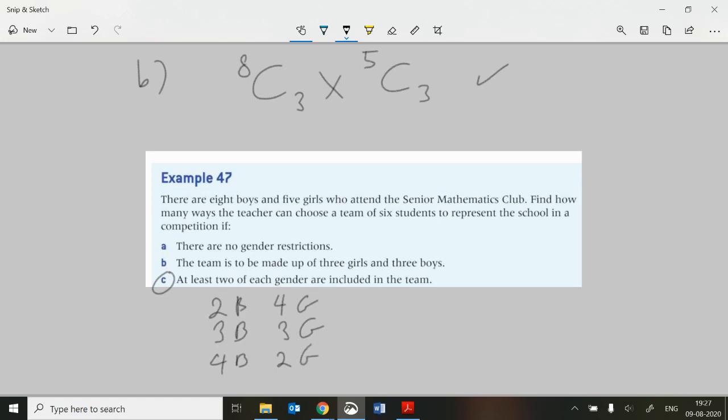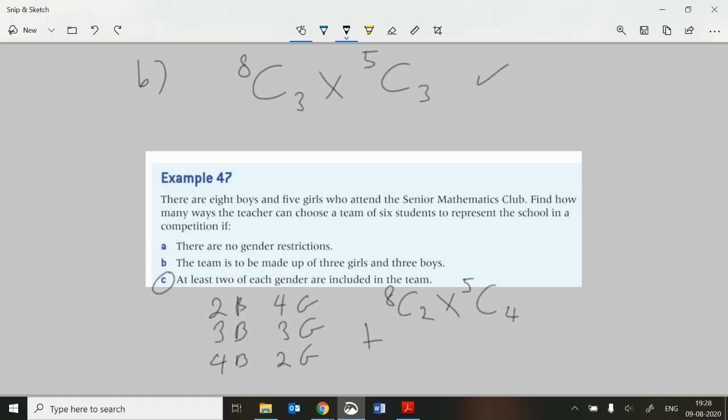Now, notice I said or between each of those things. When I say or, I mean add. And I said and between these things, so when I said 2 boys and 4 girls, it's going to be times, and then it's going to be plus. So choose 2 boys out of 8, and the 4 chosen from 5 girls, and then the other combination, or, if you like.